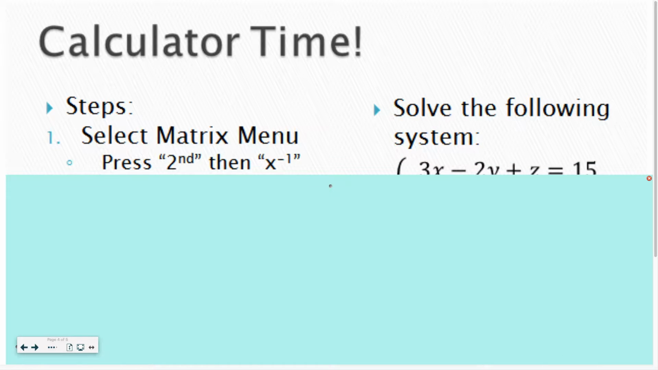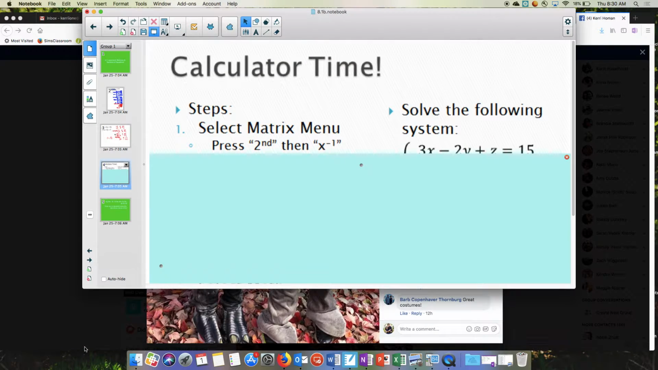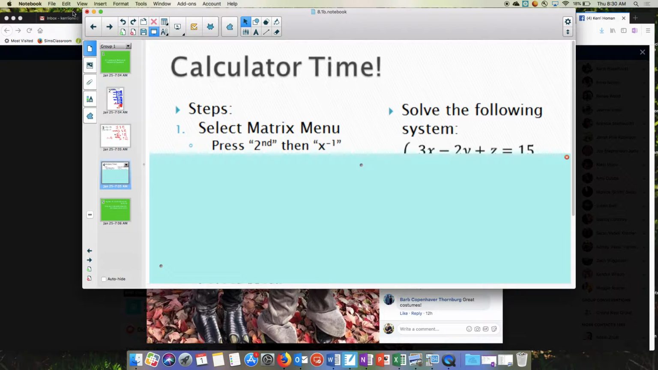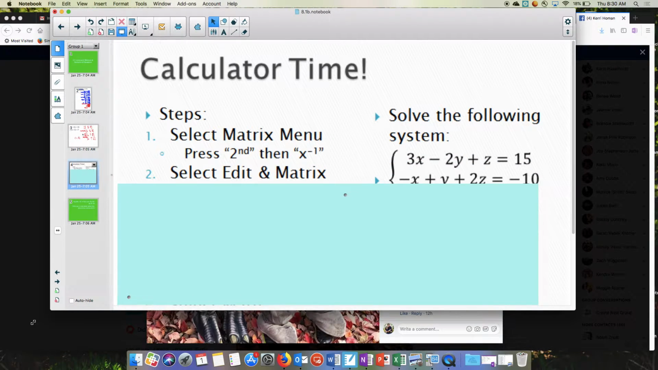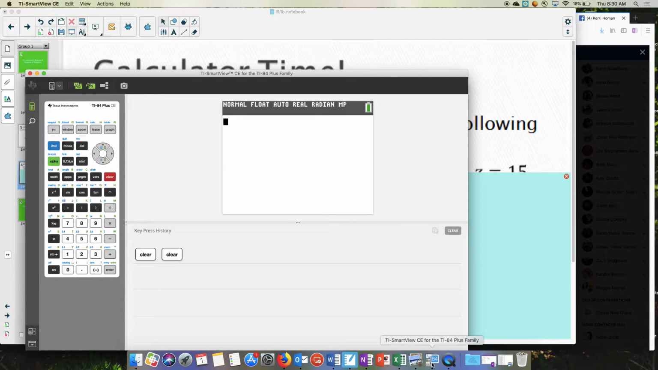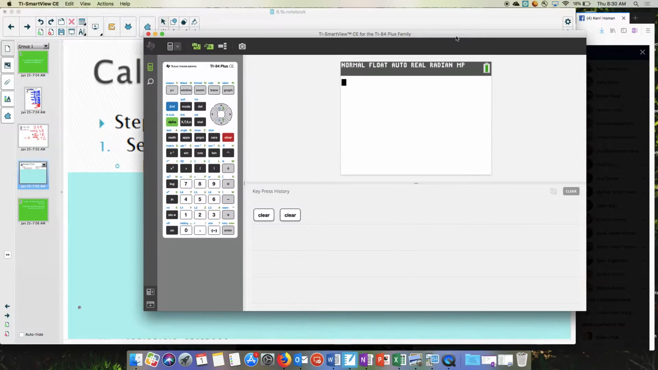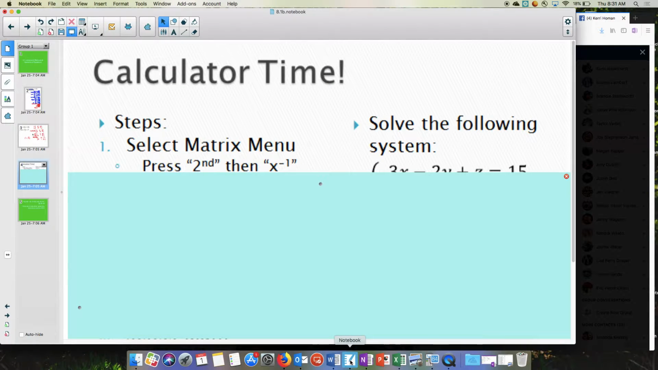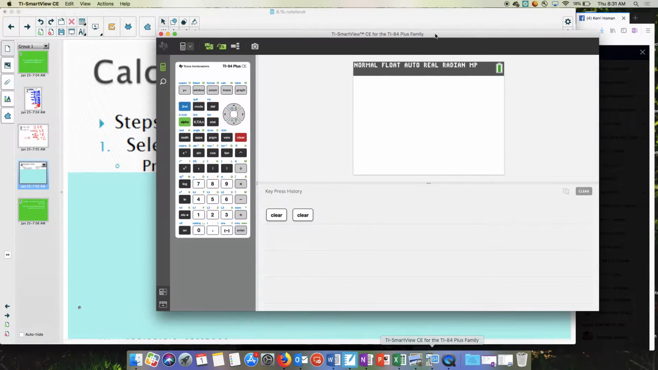Okay, so first of all, I need to show you where the matrix menu is. I was trying to get this bigger. So I'm going to get my calculator out. It's like a giant. So let me get this. Okay, hello. This is Helen's children again. Let's put it over here.